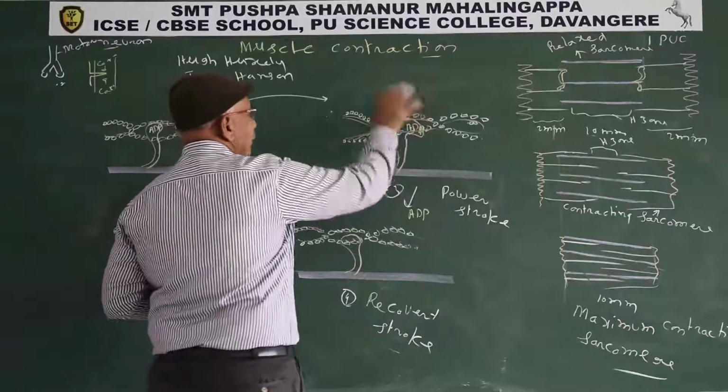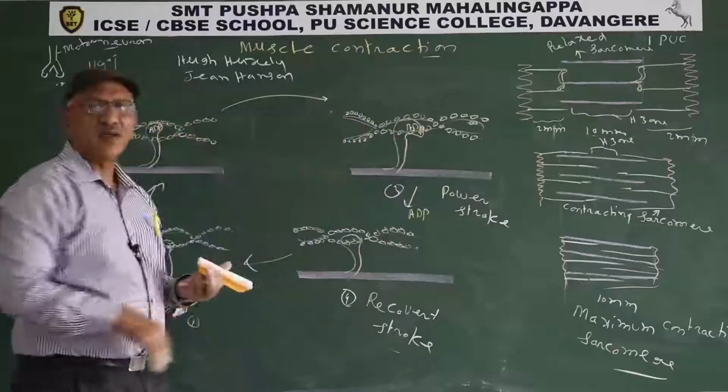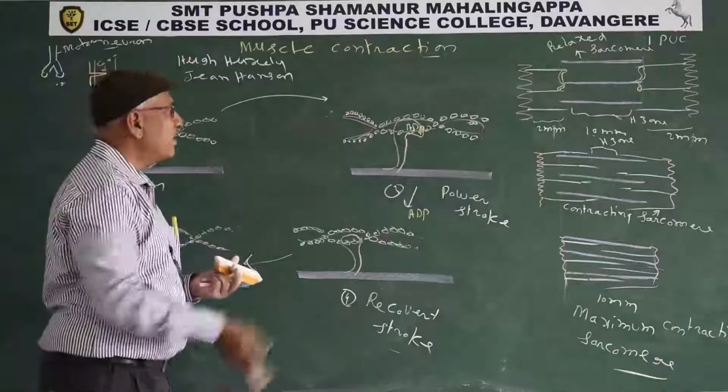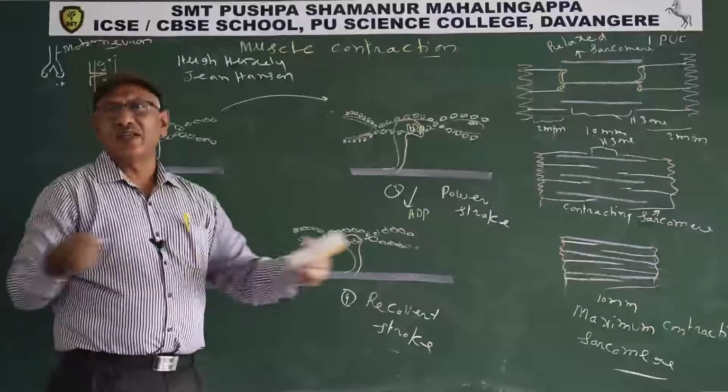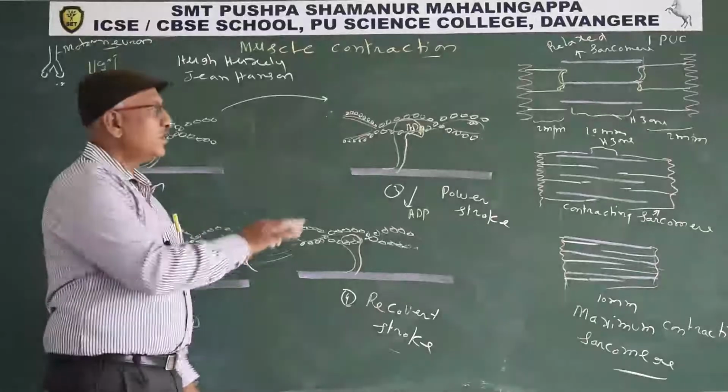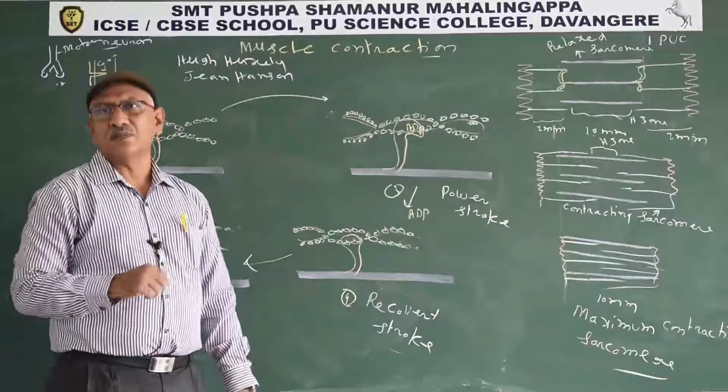Already attached myosin heads are separated. New myosin heads are unable to attach. Now the I band and H zone regain their original length. It is known as muscle relaxation.